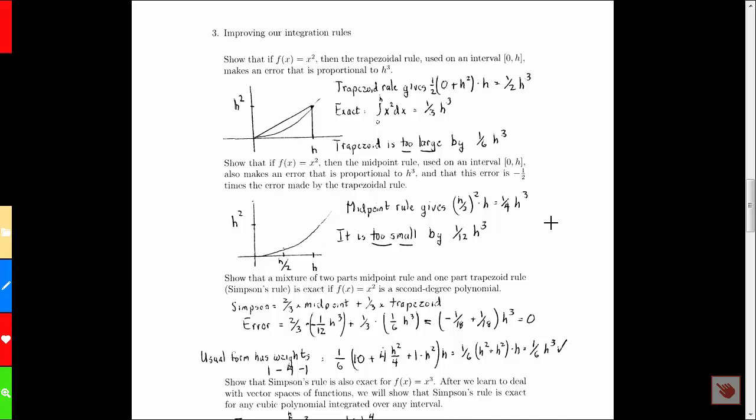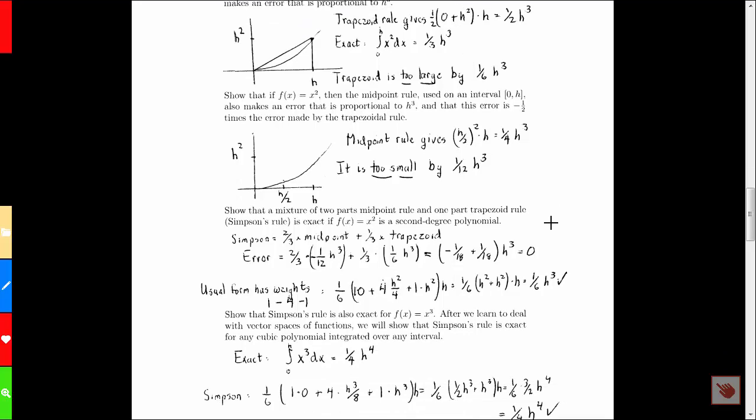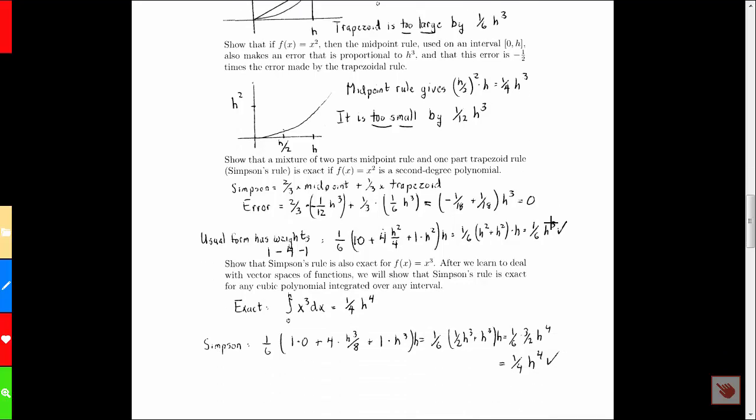What about the midpoint rule? Well, the midpoint rule says evaluate in the middle of the interval, get the square of h over 2, multiply that by the width of the interval h, and you get the approximate value 1/4 h cubed. That's not very good either. Since the exact answer is 1/3 h cubed, we came up with something that's too small by 1/12 h cubed.